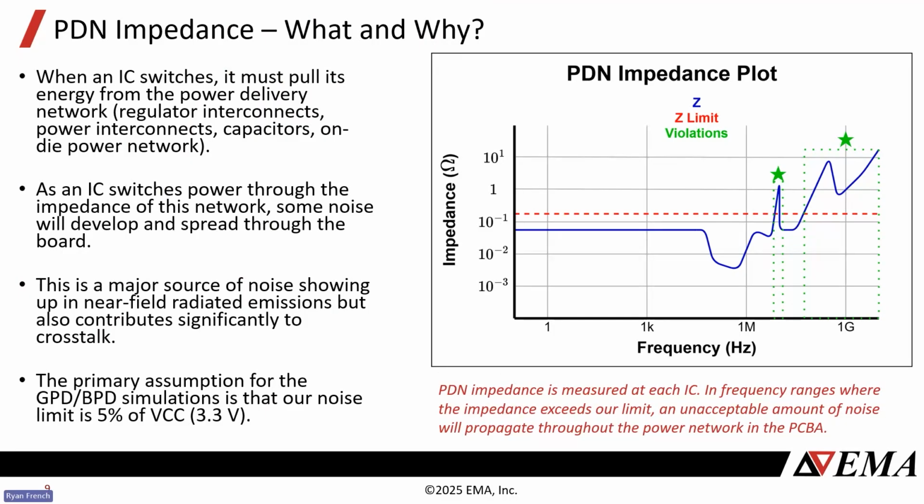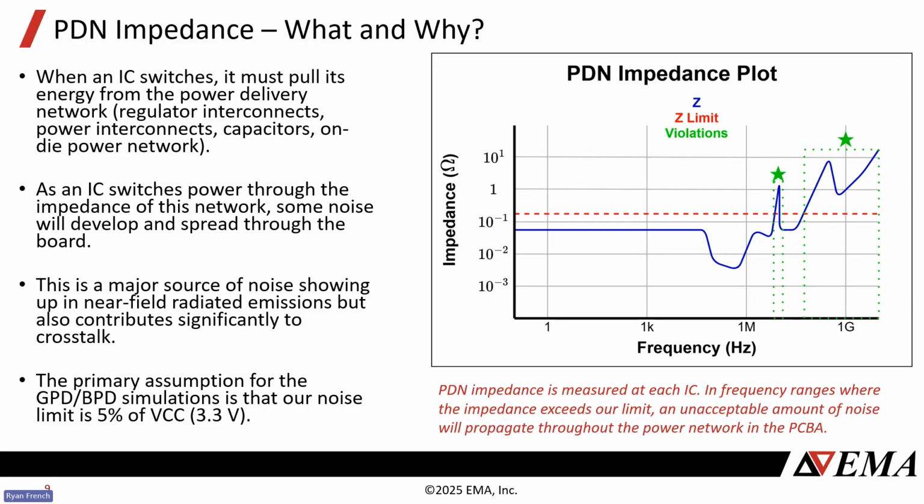What is it and why do we care about PDN impedance? Well, when an IC switches a digital signal, it has to pull that immediate need for current from the network that's supplying it. This includes your regulator, the bulk capacitors, the planes, the decoupling capacitors, and even the on-die network of your chip. As you're pulling this current through this network, there is some inherent impedance in that network, and that voltage drop is going to propagate, and that's a lot of noise that you could be creating.